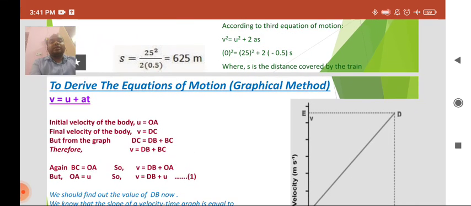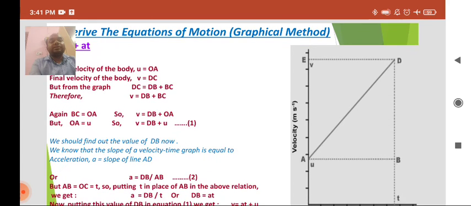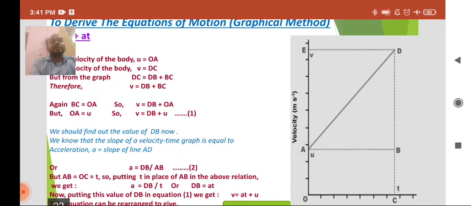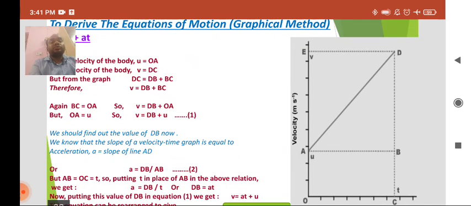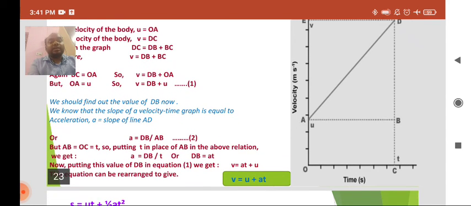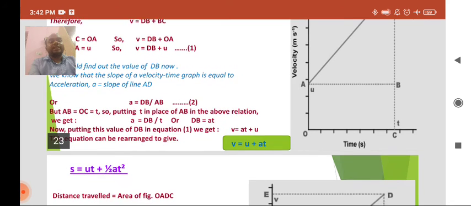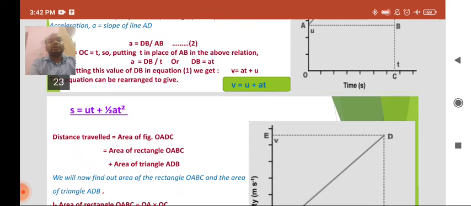Third, derivation of the motion equations by the graphical method. In this figure, the first equation is represented as v equals u plus at. This graph represents a equals db upon dt, in other words, acceleration equals db upon ab. From equations first, second and third, putting in the values, v equals u plus at. This is the first motion equation.